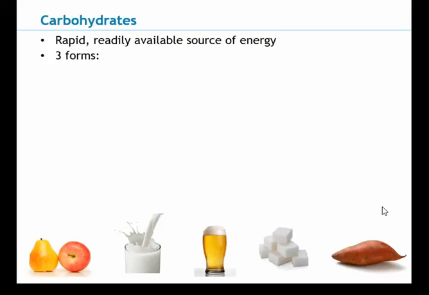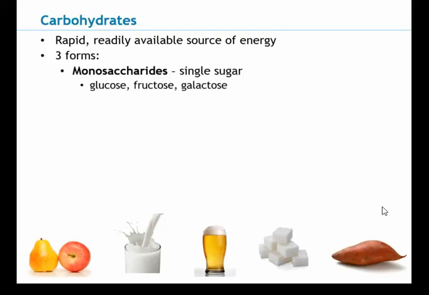Okay, so carbohydrates are composed of carbon, hydrogen, and oxygen. They give off 4 calories per gram of carb. It says up here, a readily available or rapid source of energy. There are different types. There are 3 forms of carbohydrates, and they all have a different amount of energy that's either slower or faster. So let's first talk about monosaccharides. Mono means one, and saccharide means sugar. So single sugars, there are 3 types of single sugars.